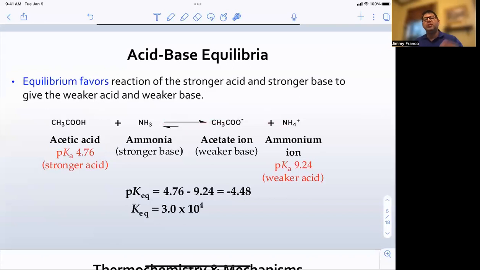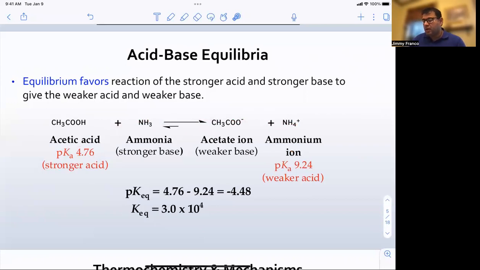So equilibrium doesn't mean that there's the same amount on both sides. It means that the rate of going back and forth has stopped, or has hit a constant level. So it's just kind of at a nice point where it's a steady state. The equilibrium is always going to favor the weaker acid. So the reaction of the stronger acid is going to push towards the weaker acid.